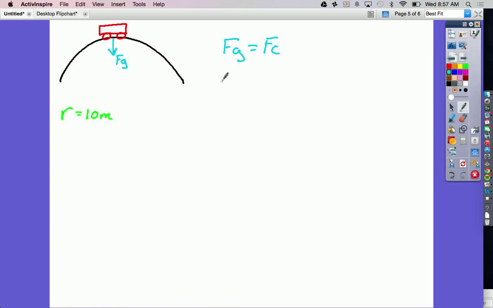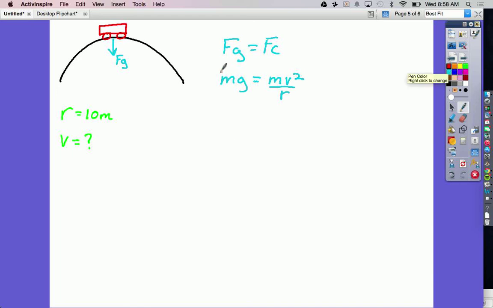So now, force of gravity is mg, and centripetal force is mv squared over r. Now, why did I choose this version for centripetal force? It's because I have the r, and velocity is what I'm looking for. So that's why I chose that version of the equation.